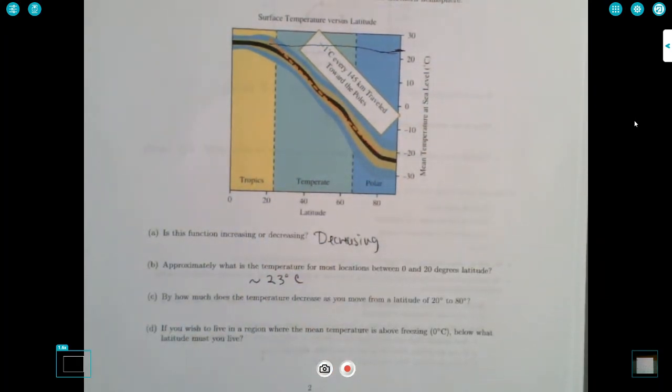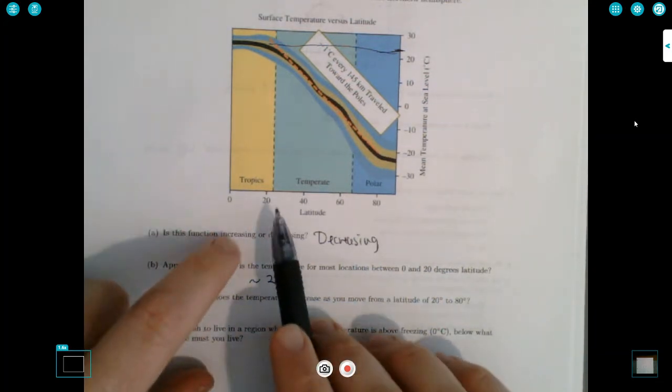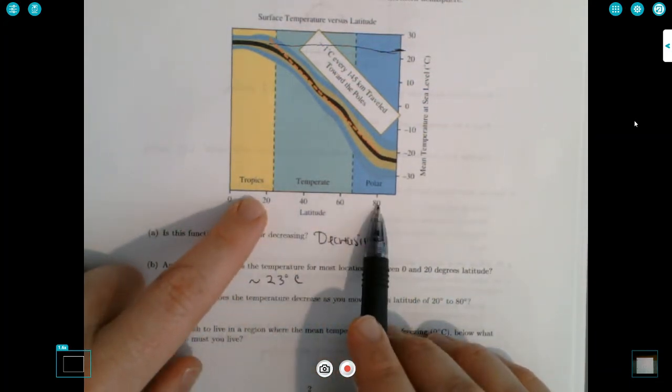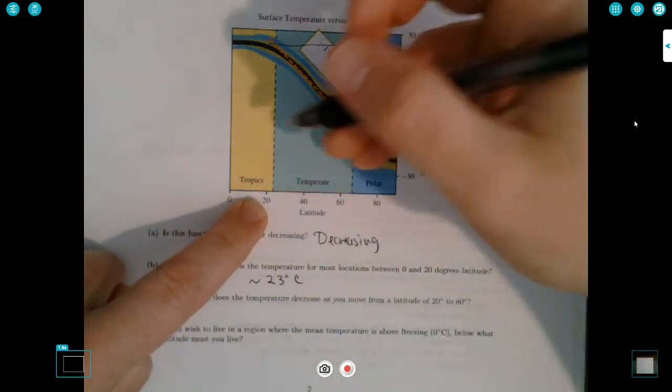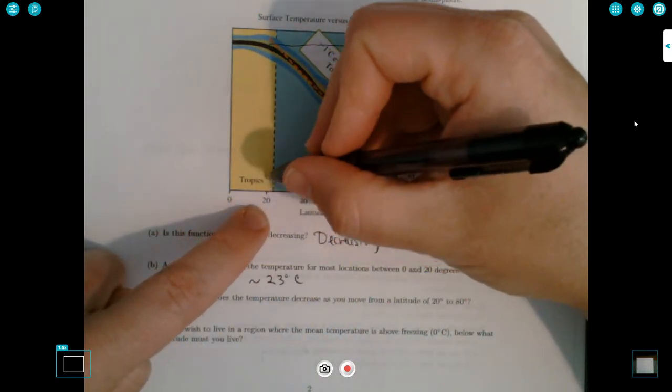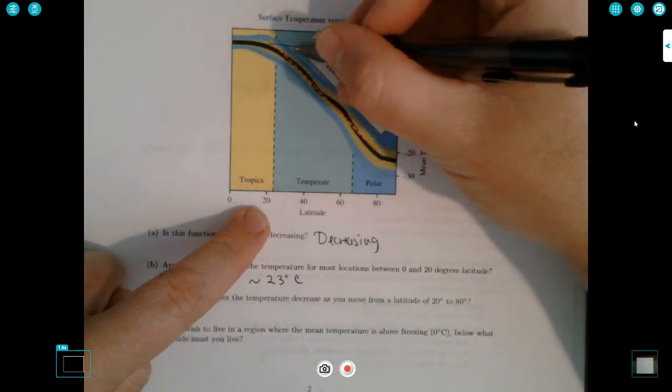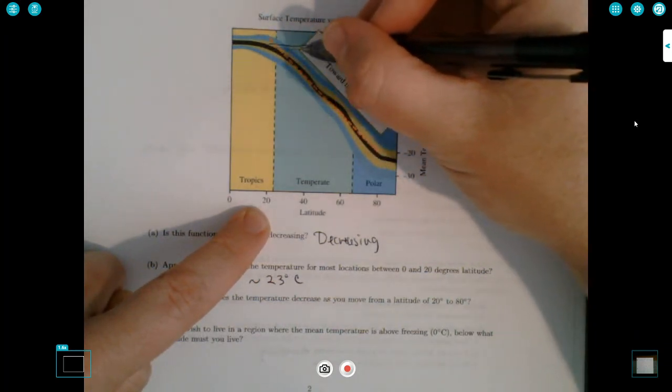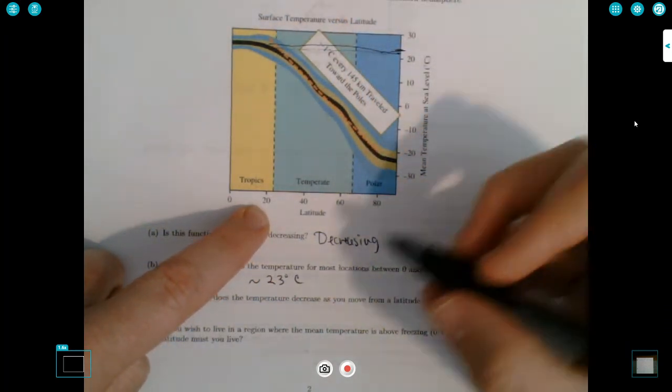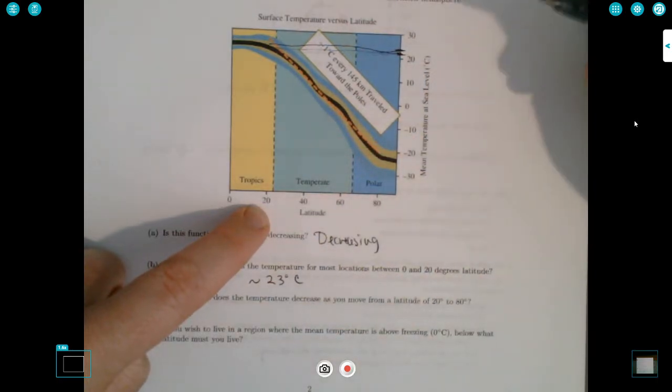By how much does the temperature decrease as you move from a latitude of 20 degrees to 80 degrees? So as you move from a latitude of 20 degrees to 80 degrees, how much does the temperature decrease? Well, at 20 degrees latitude, you're at, maybe we could say 22 degrees Celsius.